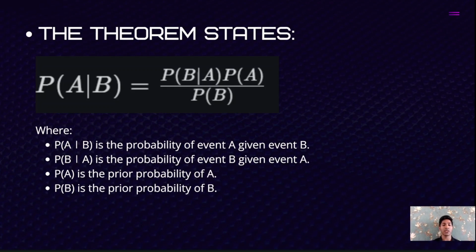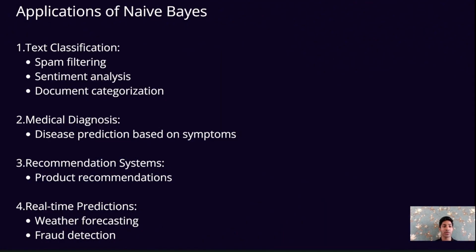This formula states that the probability of event A when event B is given is equal to the probability of event B when event A is given, multiplied by the prior probability of event A, upon the prior probability of event B. So this was the formula related to naive-Bayes classification.